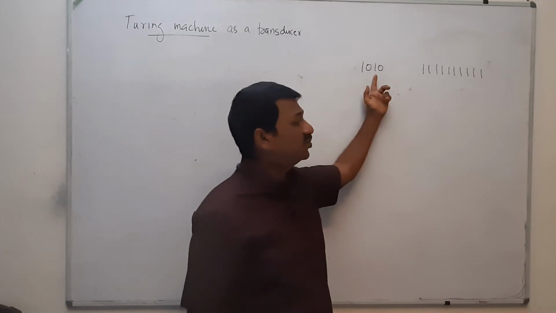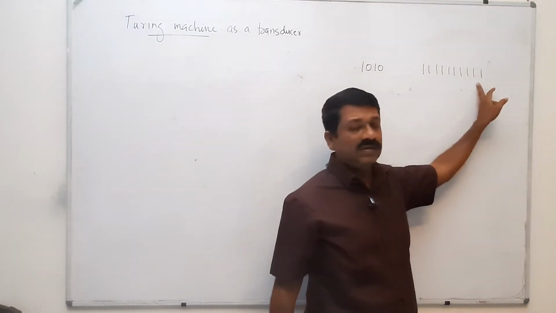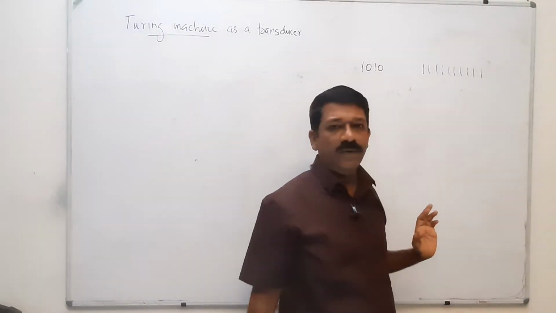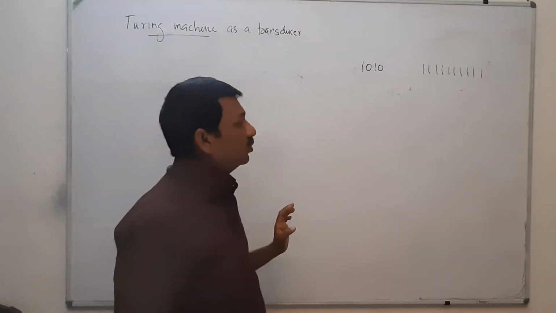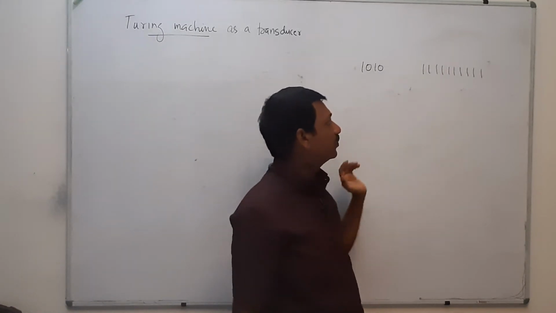That means 8 plus 2 is equal to 10. This is having 10 number of ones. Okay. Now, how is this done? You are scanning from left to right.